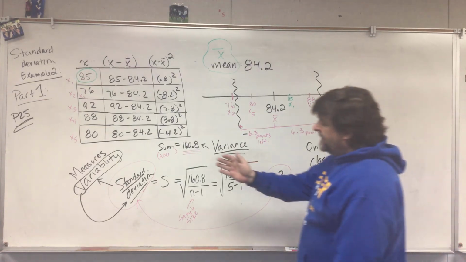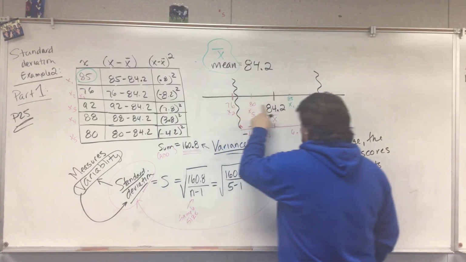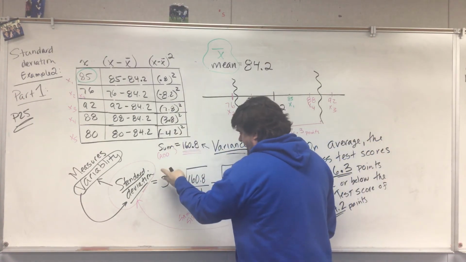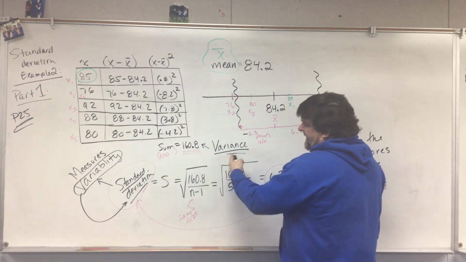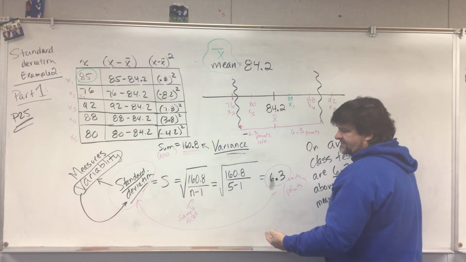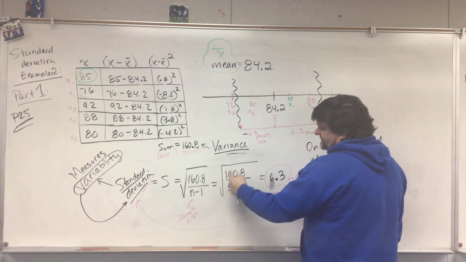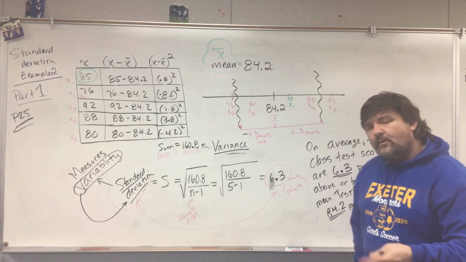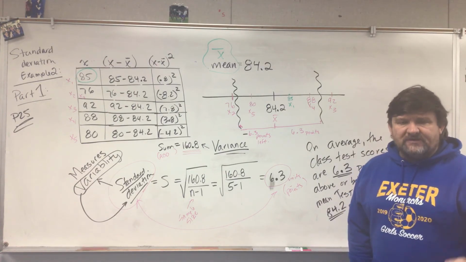It measures variability. They get it by calculating how far away all these points are from the mean. They do a bunch of math. They square it, they add it up. That's your variance. You take the variance, divide it by the sample size minus 1. You end up with an answer inside the square root. You take the square root of that, it gives you 6.3. If you were going to do them all by hand. Very rarely do we do them by hand.